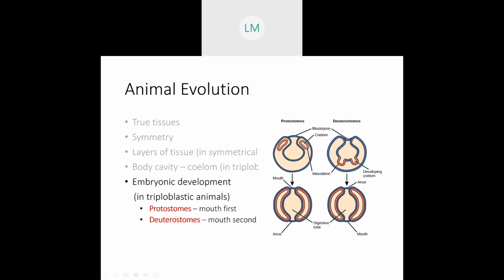Okay? So the way that the mesoderm arises is also different, but I don't want you to know that for this class. The only thing I need you to know is that the mouth is first in protostomes, and the mouth forms second in the deuterostomes. The fate of that blastopore is just a little bit different.